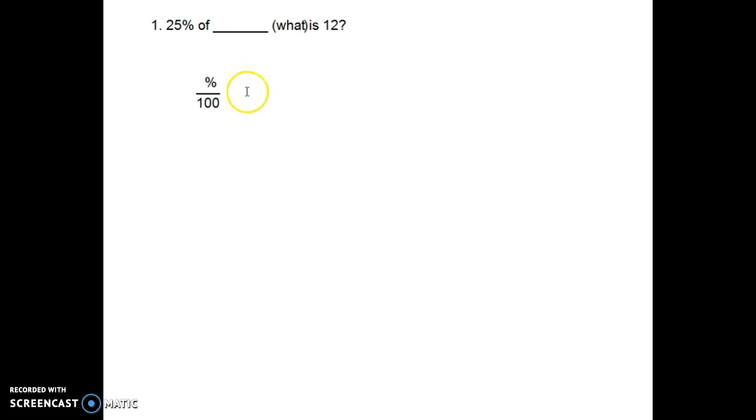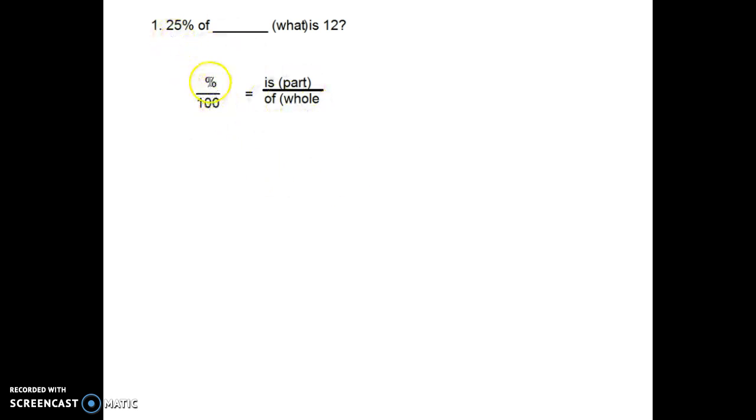So percent over 100 equals, and hopefully you guys remember this, is over of, right? Or also known as part over whole. Get familiar with that, because that's what this test is going to be focusing on a lot. So now all we got to do is figure out where these numbers are.